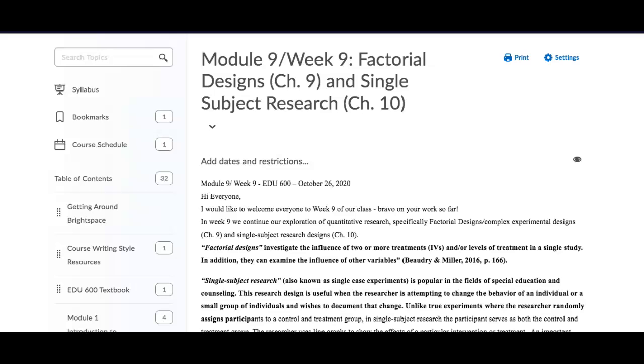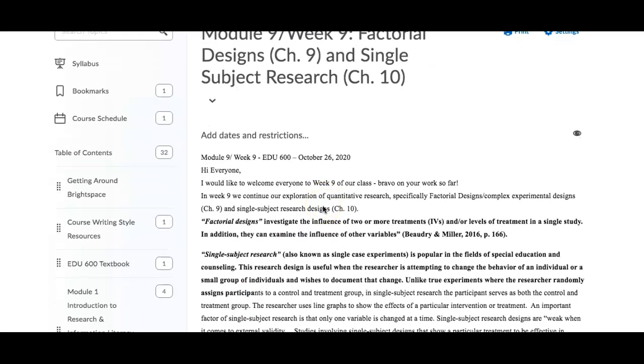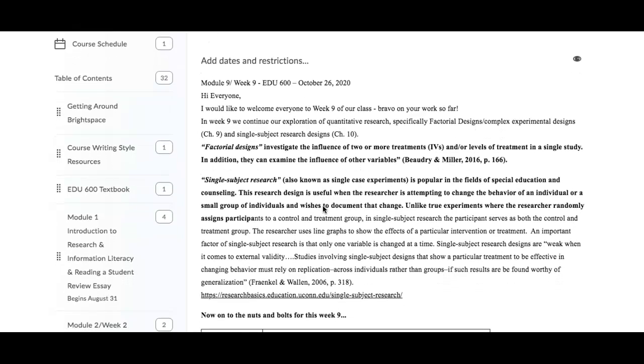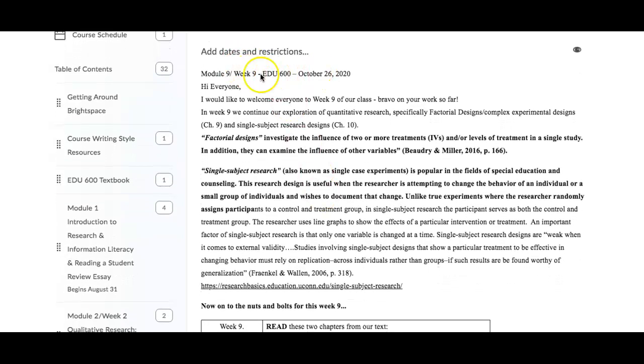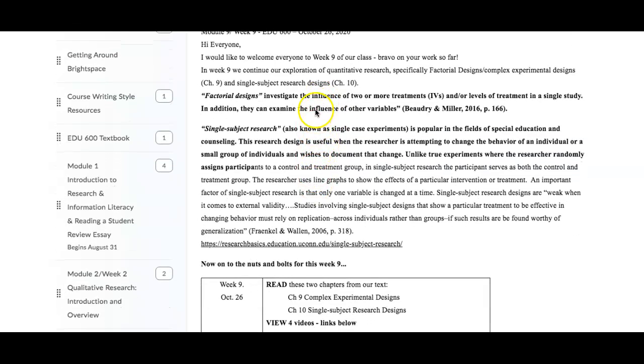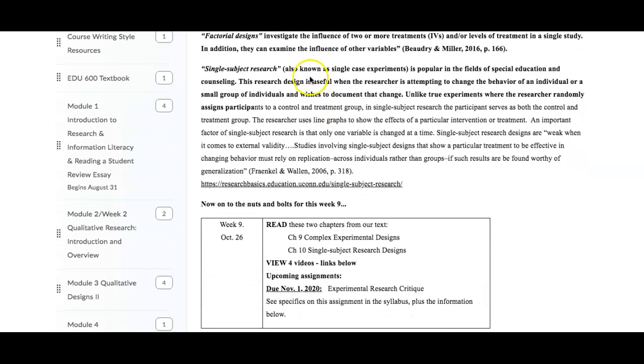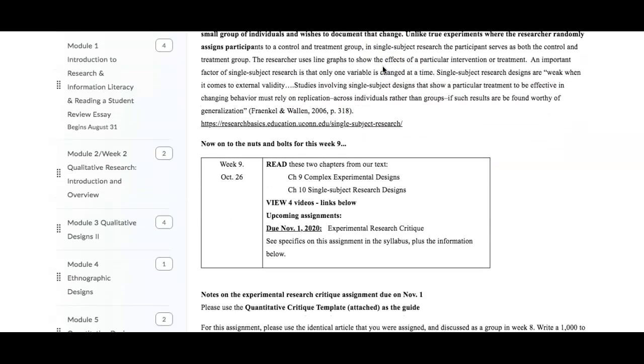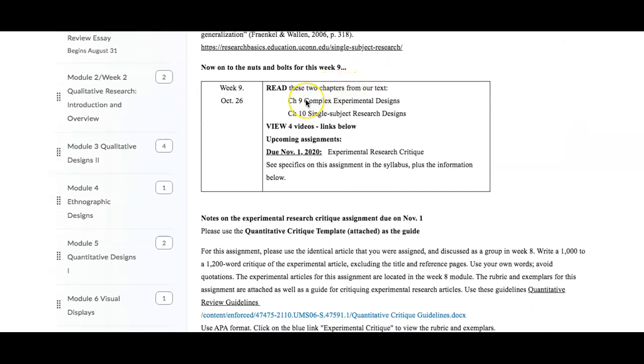To get us going, I'm just going to go through the nuts and bolts of this week. What we will be looking at, what is due, and any other assignments that might pop up that I'd like to mention. So as you can see, we're in week number 9. We have 2 different topic areas, with a little introduction on each one of those. So we're going to read chapters 9 and chapters 10.